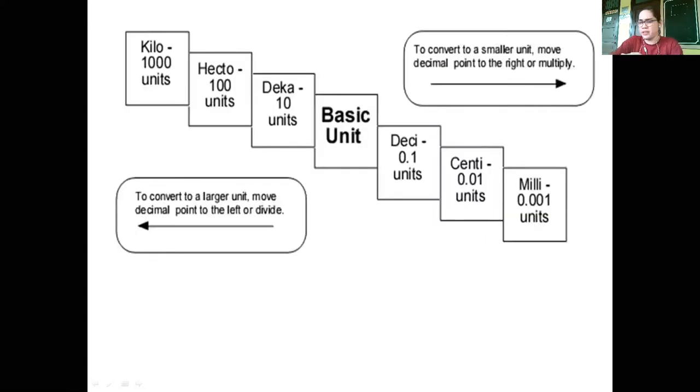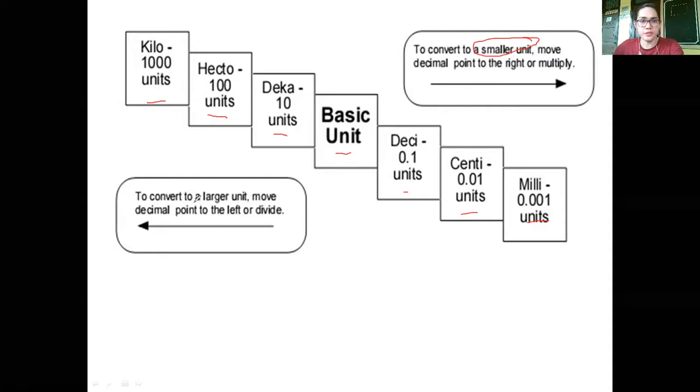Here is something very helpful for us to convert metric to metric. To convert a smaller unit, of course, you have it there. It is illustrated there: kilo units, hecto, deca, the basic unit, namely grams, liter, meter. These are examples of the basic unit of measurement. Then deci, centi, and milli. Of course, when you try to convert to a smaller unit, move the decimal point to the right or multiply them. Okay?